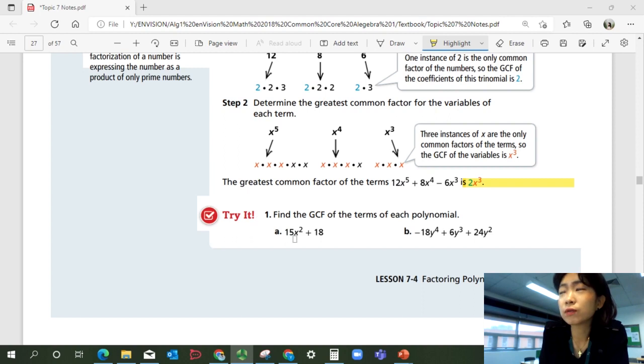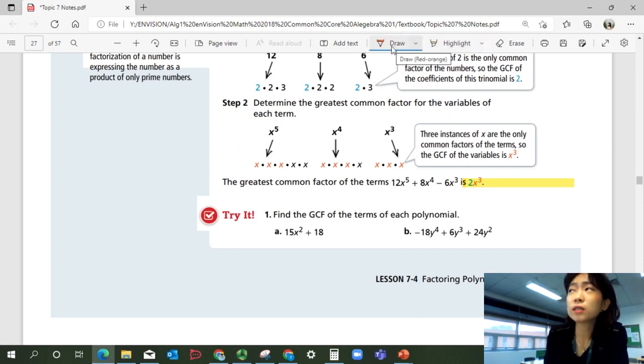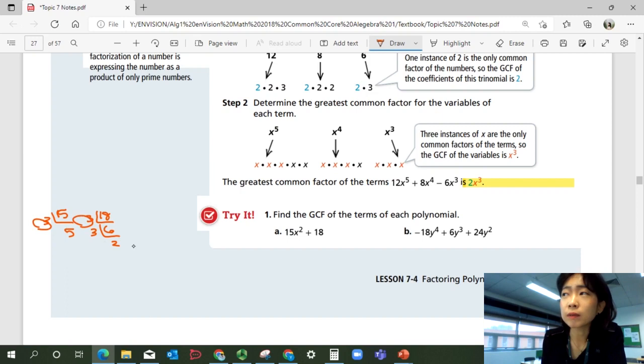Look at the coefficients for these terms, 15 and 18. What is the GCF for 15 and 18? You have to factor 15 and 18. 15 is a product of 3 and 5, right? 18 is a product of 3 times 6, and 6 is 3 times 2. So 3 times 3 times 2 would be 18. And so the GCF would be 3.